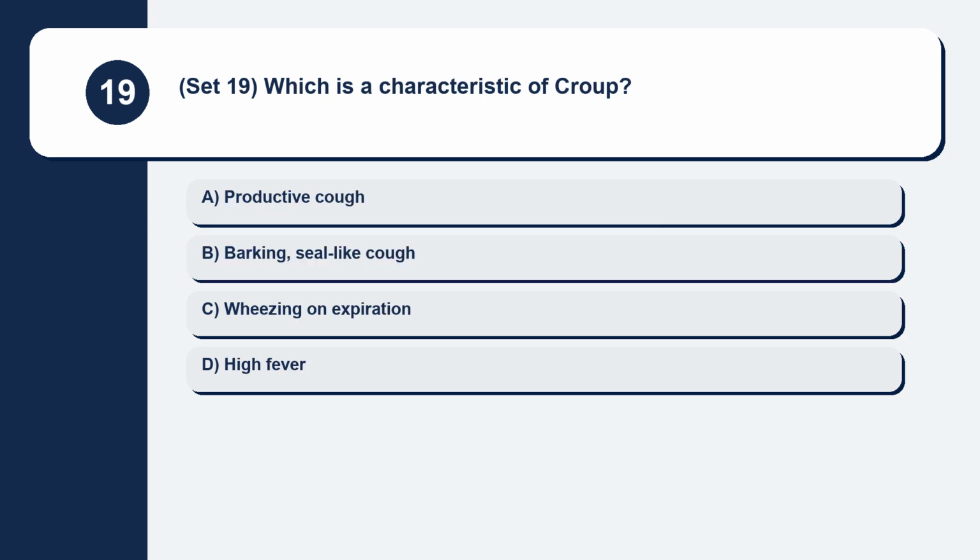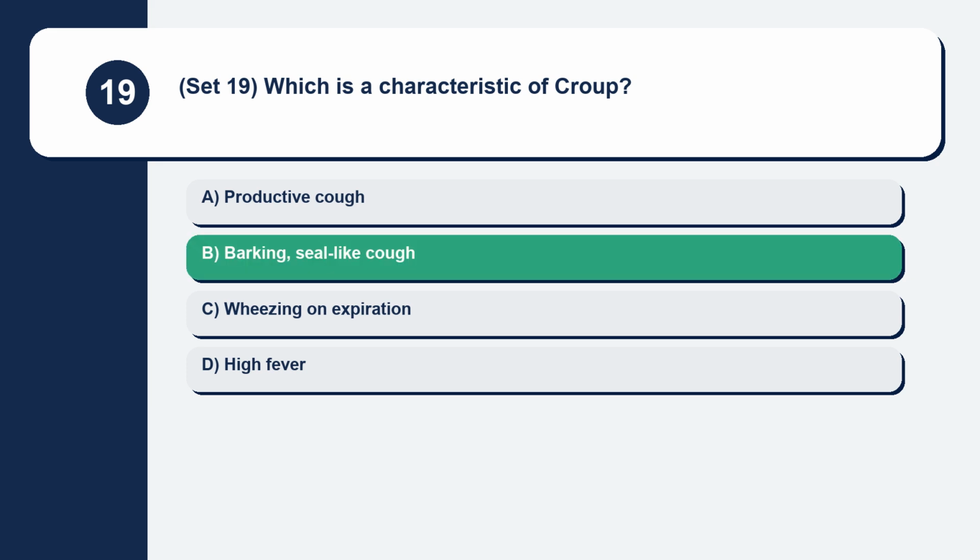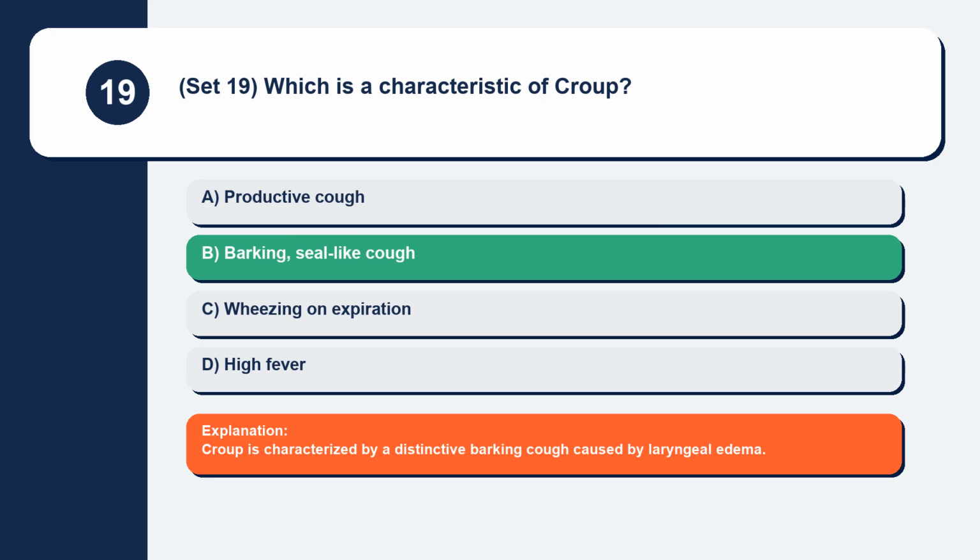Question 19. Set 19. Which is a characteristic of croup? Productive cough, barking seal-like cough, wheezing on expiration, high fever. Croup is characterized by a distinctive barking cough caused by laryngeal edema.